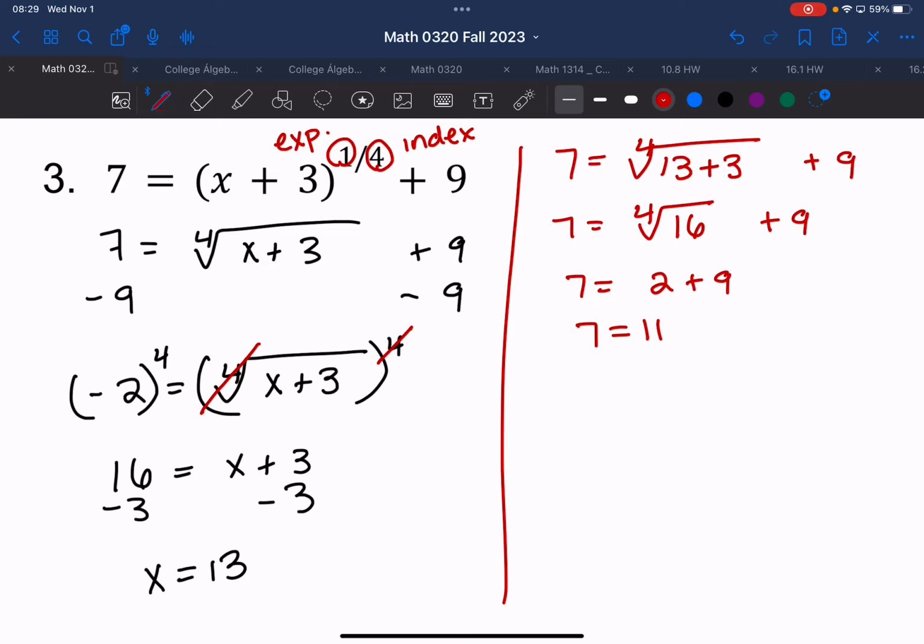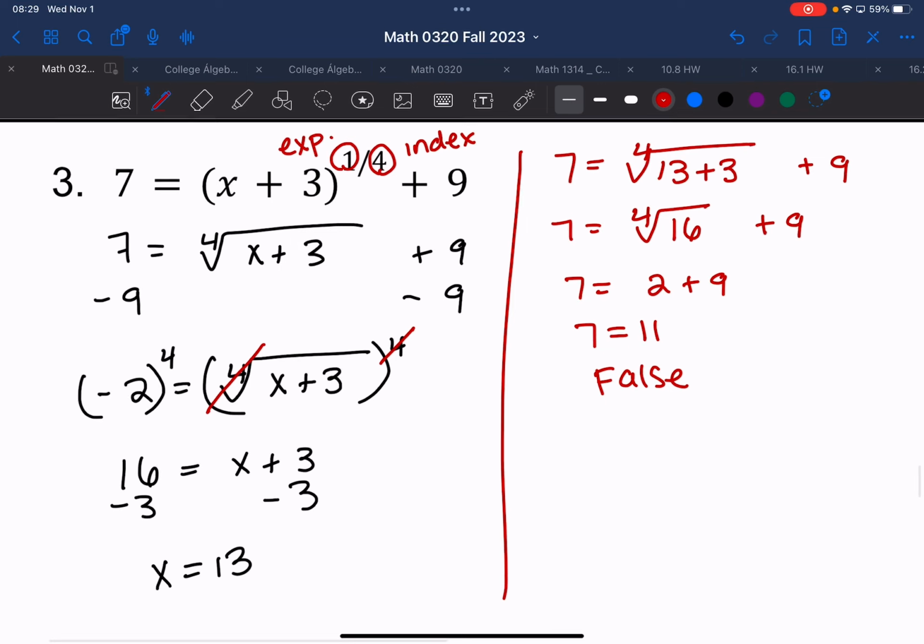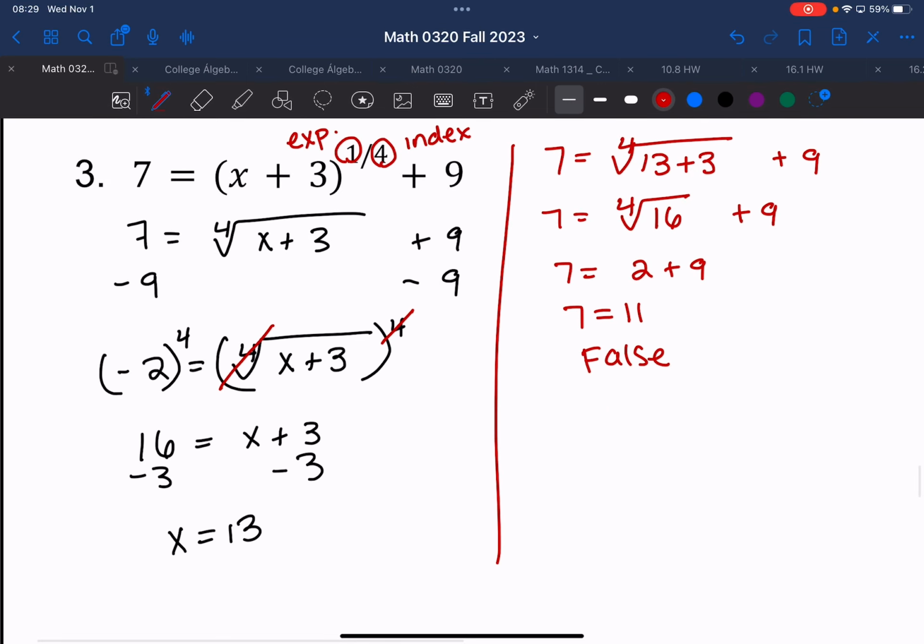True or false? False. So what does that tell us about our problem? What's the answer? Extraneous solution, or extraneous. Good, extraneous solution, or we can just say no solution. So it's not that 13. Our answer is no solution.